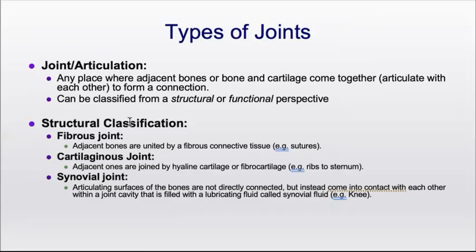Fibrous joints are when the two adjacent bones are actually connected by fibrous connective tissue. They are very, very stable. Things like the sutures of your skull would be an example of a fibrous joint.